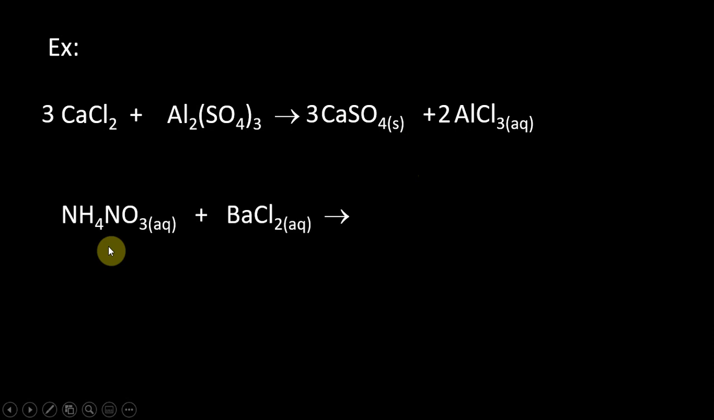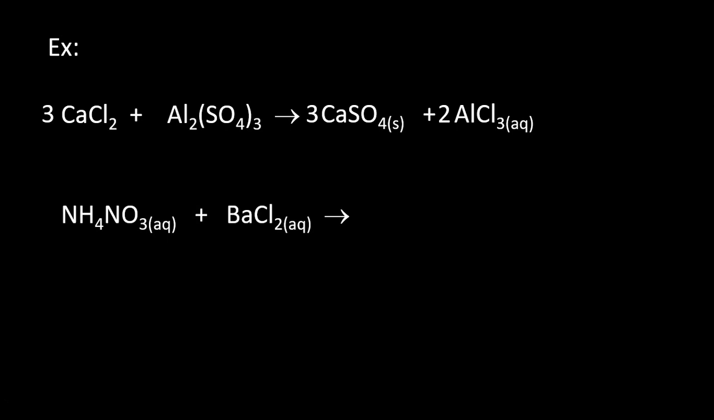Let's try this example. So ammonium nitrate and barium chloride. All right, so double displacement, we would get ammonium chloride. And if we look at the solubility rules for those two ions, ammonium ion is in the first row, it's soluble. Chloride ion, again, is in the third row, it's also soluble. So two solubles make soluble, and therefore this is going to be a soluble product. It's going to stay aqueous.